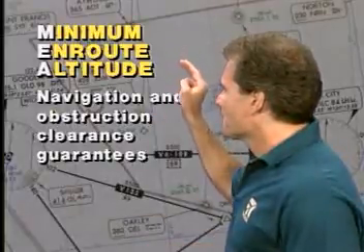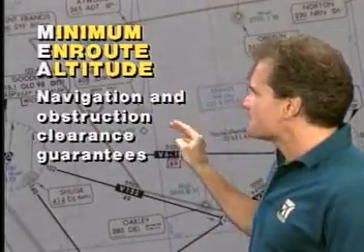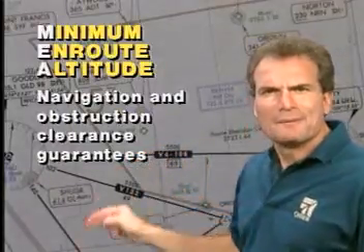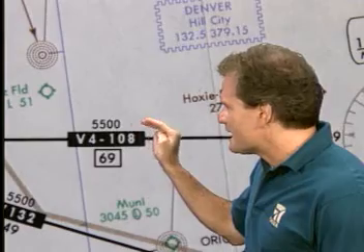Once you're established at altitude on the en route portion of your flight, the minimum en route altitude on the airway gives you navigation and obstruction clearance guarantees. But how do you get from the airport to there? What route and altitude should you fly between your takeoff and that en route MEA?